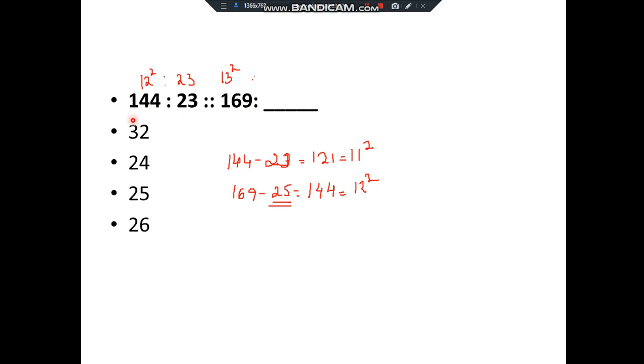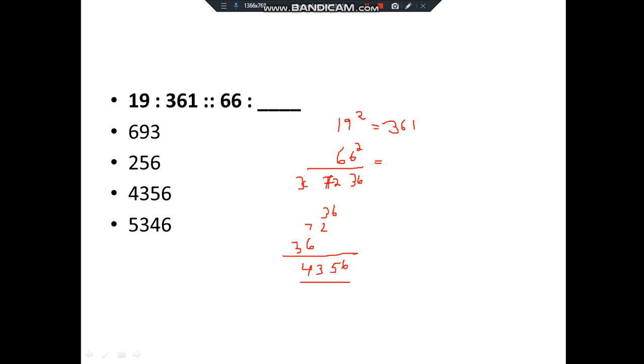Okay. So the logic is, when you subtract 23 from 144, you get 121, which is nothing but 11 square. So they have given 12 square and next you will get 11 square. Our question is 13 square, so next we have to get 12 square. When will we get 12 square? 169 minus 25 is 144, right? So 25 is the option. 19 is to 361. Similarly, 66 is to what? 19 square is 361. So 66 square is what? Find it.